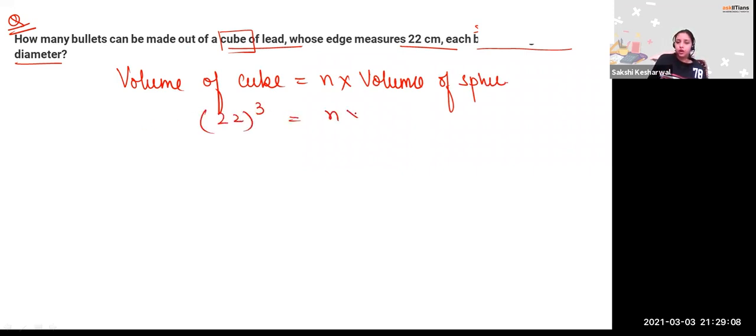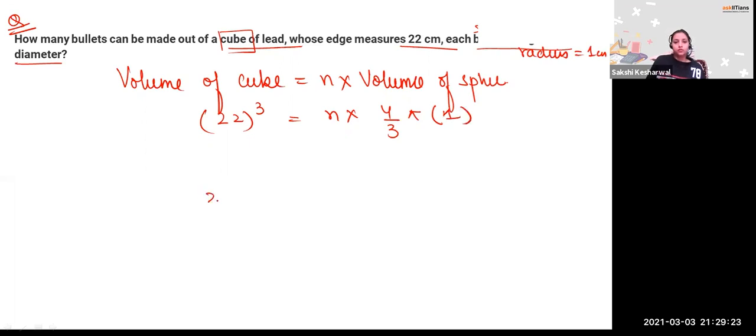That is n into how much, beta? N is the number of bullets. It is 4 by 3 into pi r cube. R cube is what? Each has a diameter of 2, so the radius is equal to how much, beta? 1 centimeter. So this is equal to 1, right?